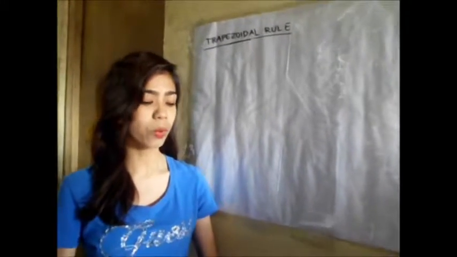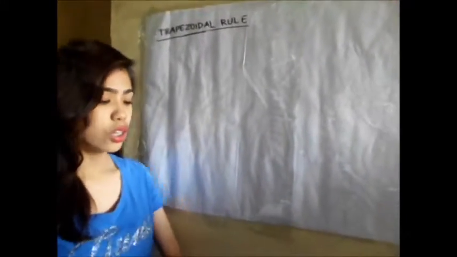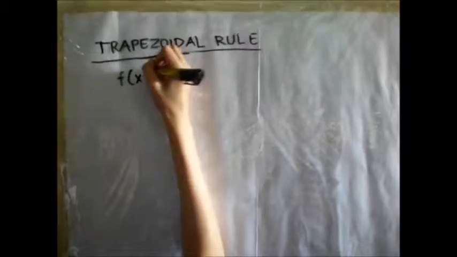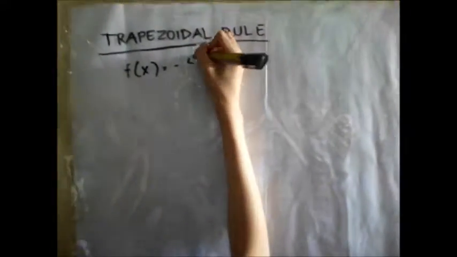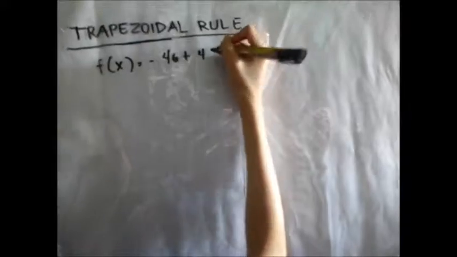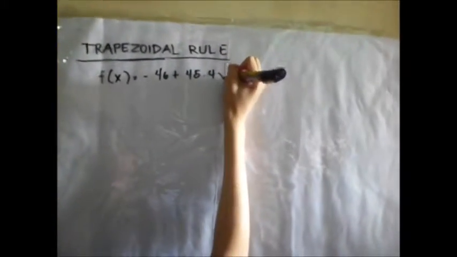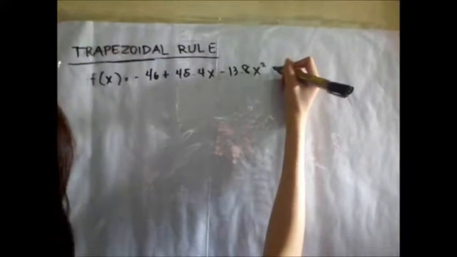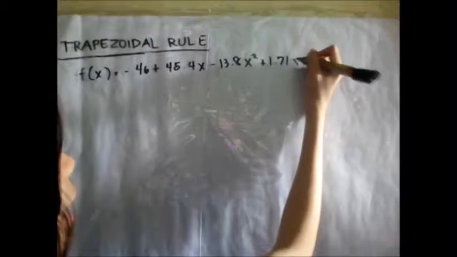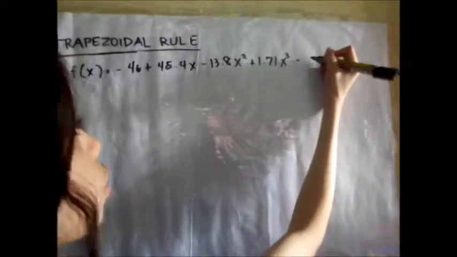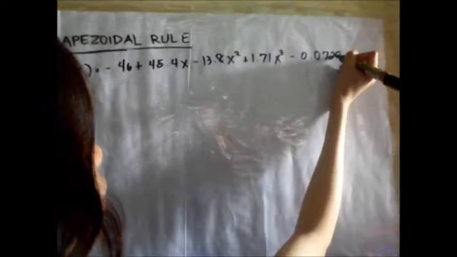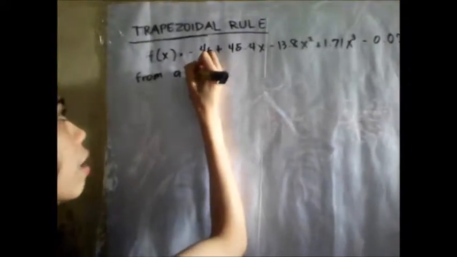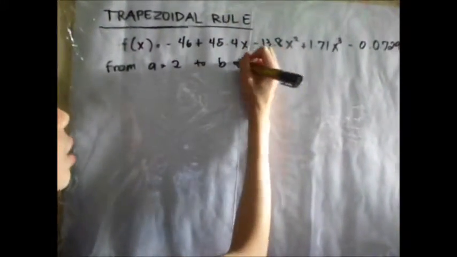Trapezoidal rule. It is one of the methods in numerical integration. We have the first problem here. We have f of x equals negative 46 plus 45.4 x minus 13.8 x squared plus 1.71 x cubed minus 0.0729 x raised to 4, with the limits from a equals 2 up to b equals 10.